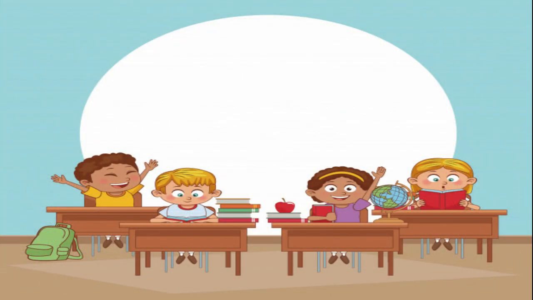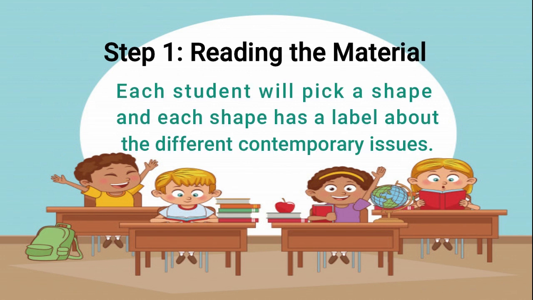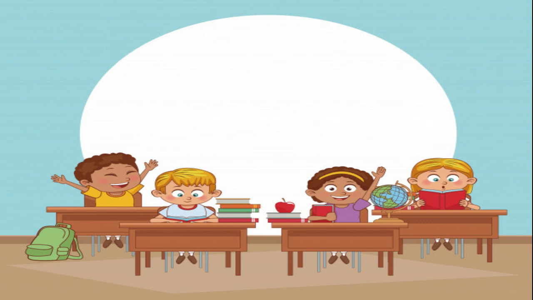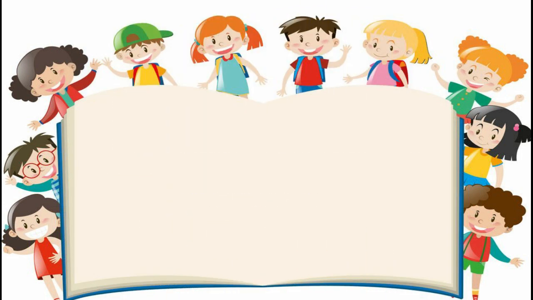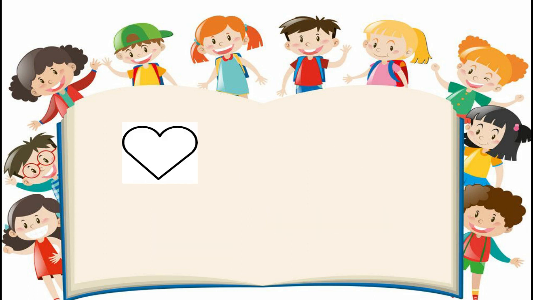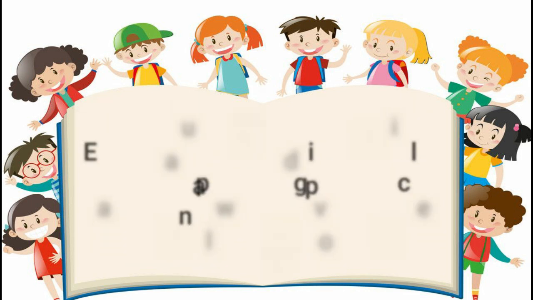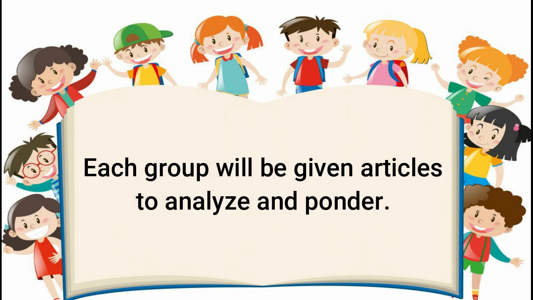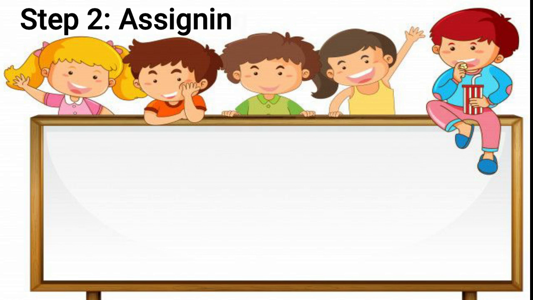Let's start with step 1, reading the material. For step 1, each student in the class will pick a shape and each shape is labeled with a different contemporary issue. For the groupings, students will group themselves based on the shapes that they picked. The square is for prostitution, triangle for COVID-19, heart for injustice, the plight of the nomads, and the diamond for racism. After they settle in their groupings, each group will be given articles to analyze and ponder, and that's for step 1. And let's proceed to step 2, the assigning of roles.